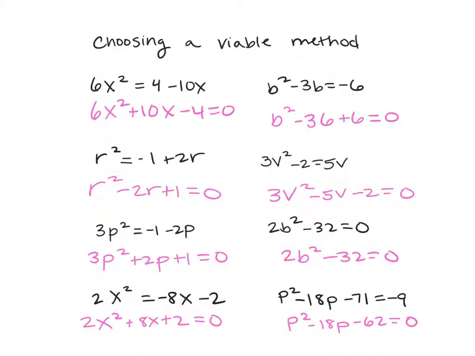Okay, so now when I'm looking at these, the first thing I'm looking for is if there's a greatest common factor that I can divide out before I do anything more. And in this case, in this first one, there is. We can divide everything by 2. And so that gives us 3x squared plus 5x minus 2 equals 0. And I think that really helps because it makes the numbers smaller and easier to look at.